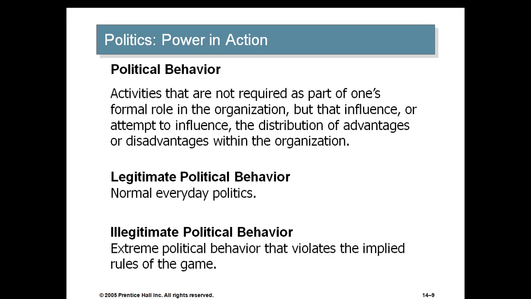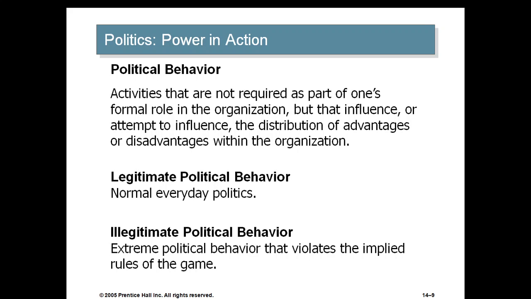Okay, that was about power, and that gets us into politics. When the power is in action, political behavior is inevitable, is a must, is inescapable. What is a political behavior? Activities that are not required as a part of one's formal role in organization. Pay attention to the definition. Definition is very interesting. It says activities that are not required as a part of one's formal role.